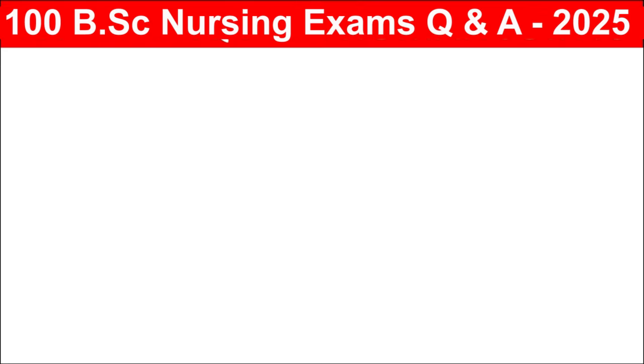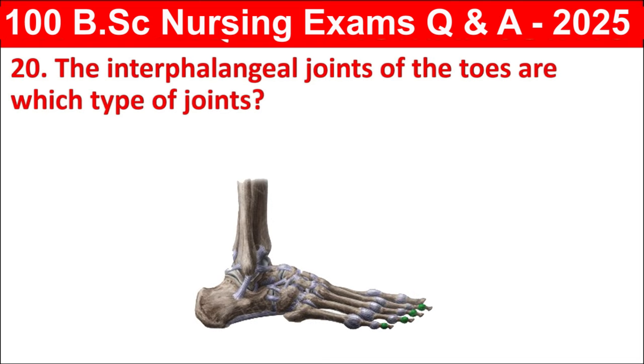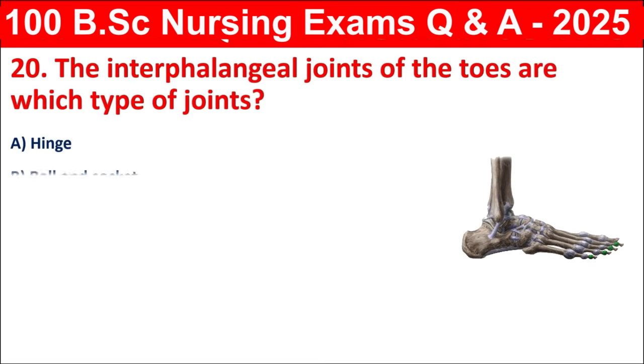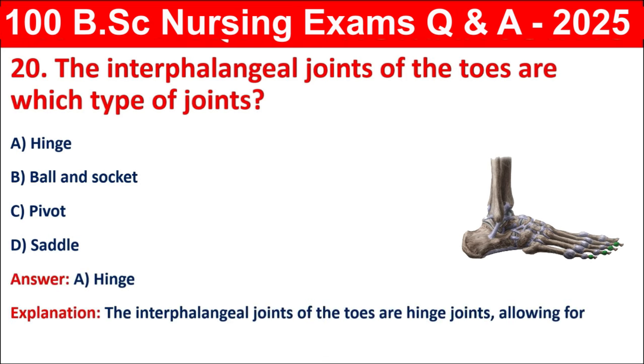Question number 20. The interphalangeal joints of the toes are which type of joints? Your options are hinge, ball and socket, pivot, or saddle. The correct answer is A, that is hinge. The interphalangeal joints of the toes are hinge joints, allowing for flexion and extension of the toes.